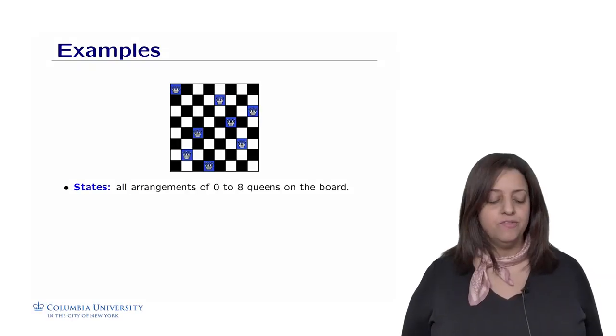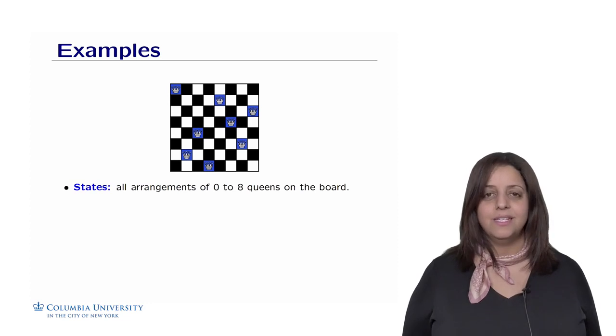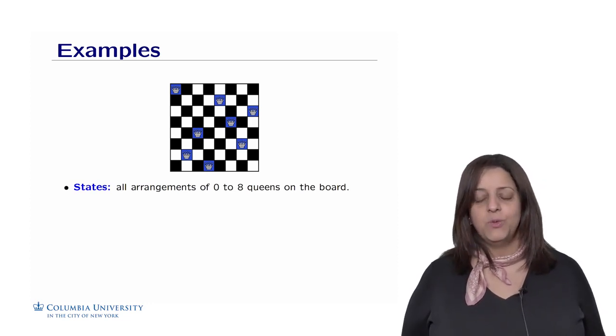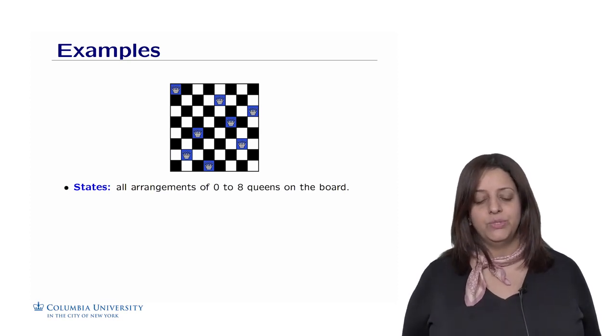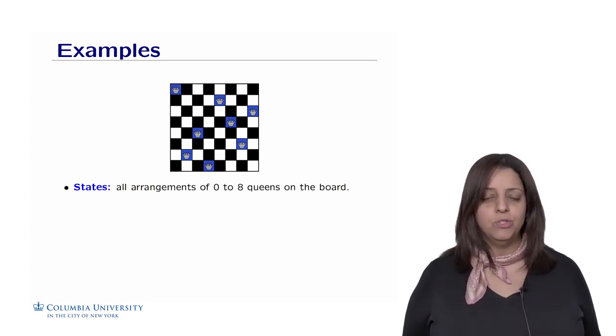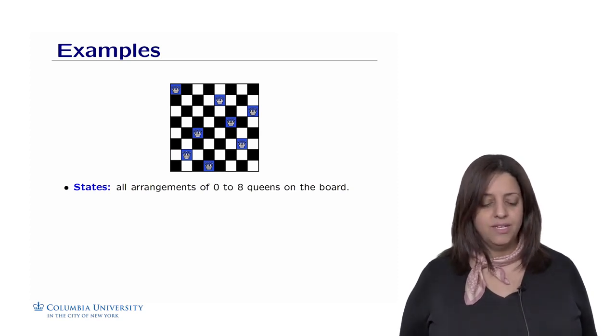As an example of problem formulation, let's consider the 8-queen problem again. So it's a game. And in this game, we start with an empty board. And the players take turns putting a queen on the board. And the goal is to have a board with 8 queens where no one is attacking another one diagonally, vertically, or horizontally.